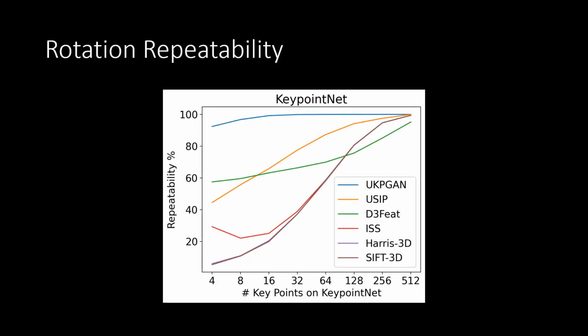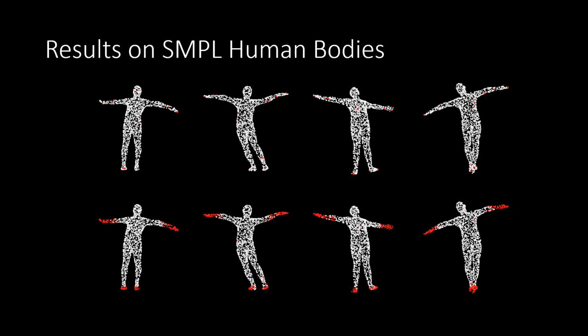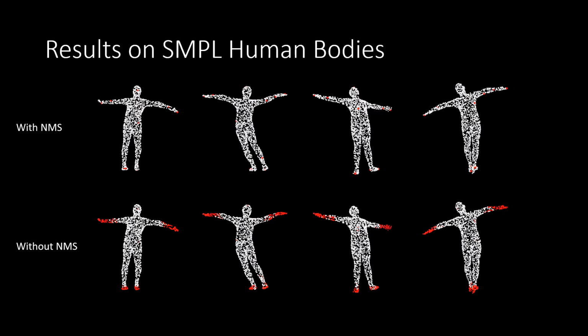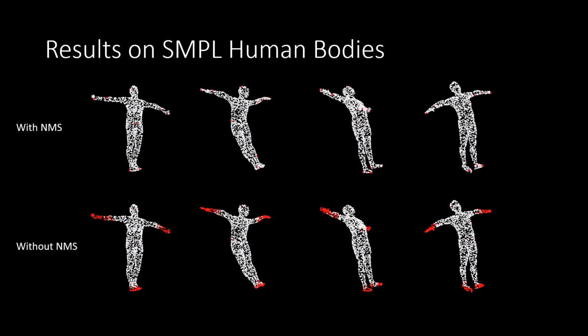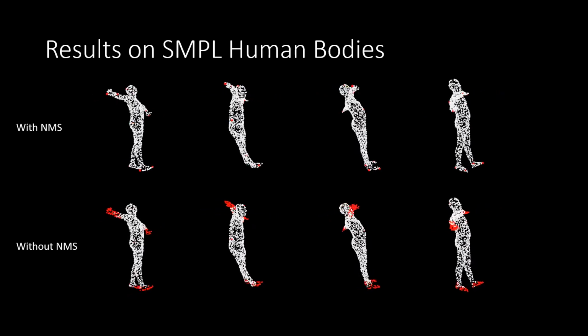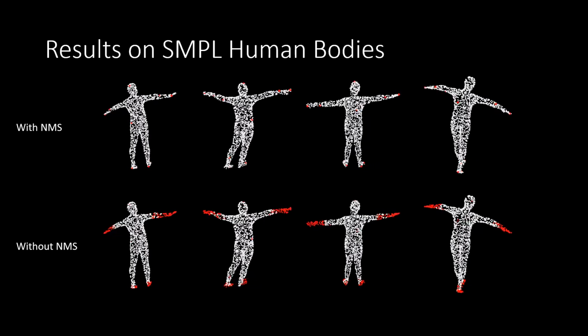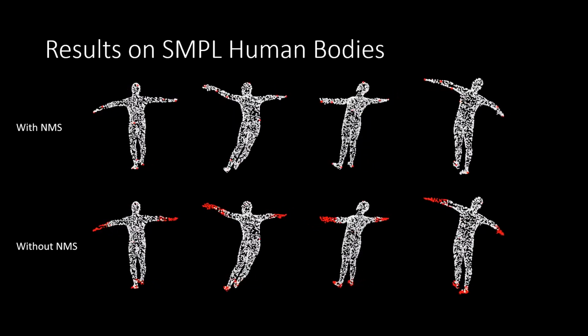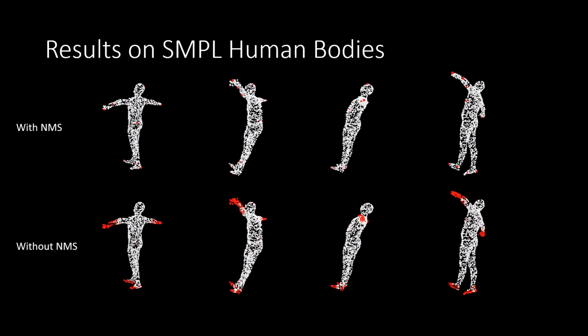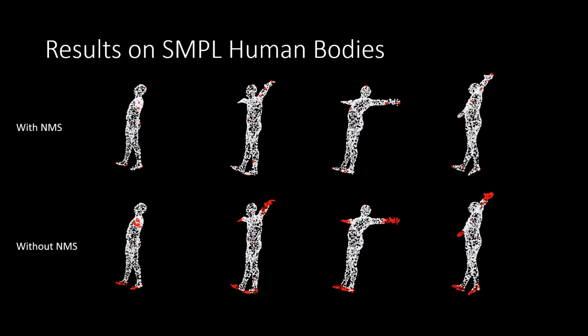Moreover, the rotation repeatability of our keypoint detector is almost 100%, thanks to the per-point rotation invariant feature extraction. For non-rigid objects, we give some results for SMPL human bodies, where we see that our keypoints are detected on the head and limbs, capturing the pose variance of human bodies.